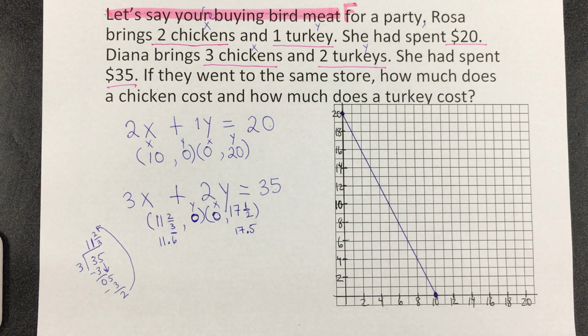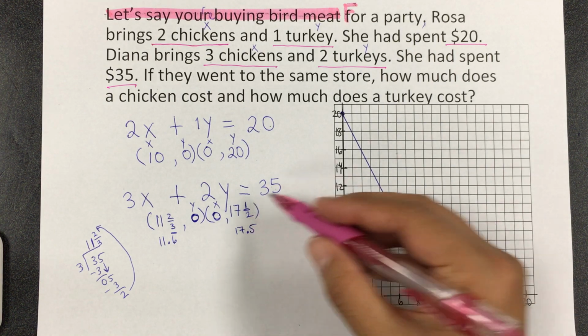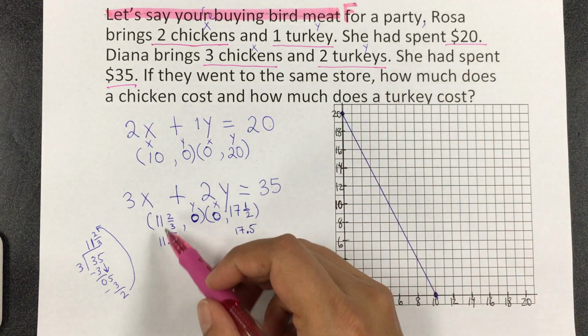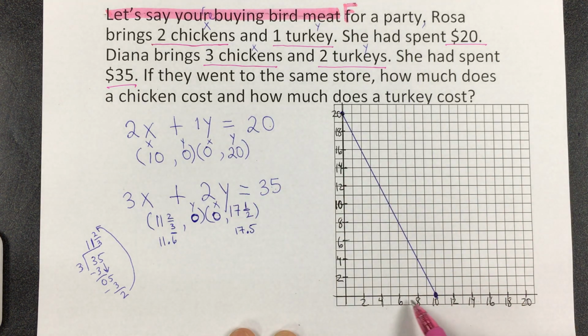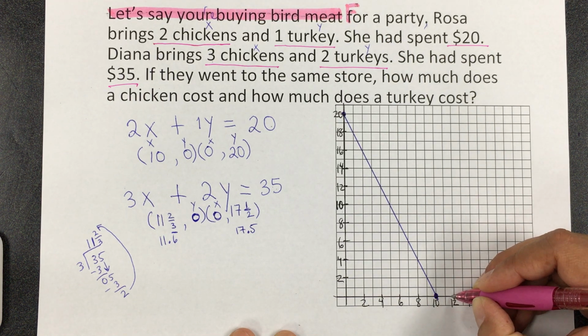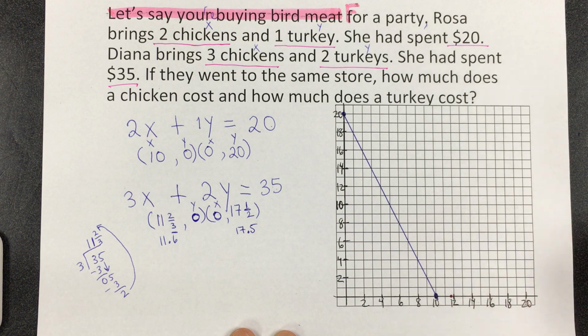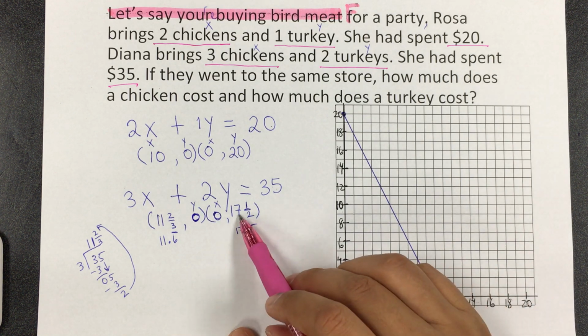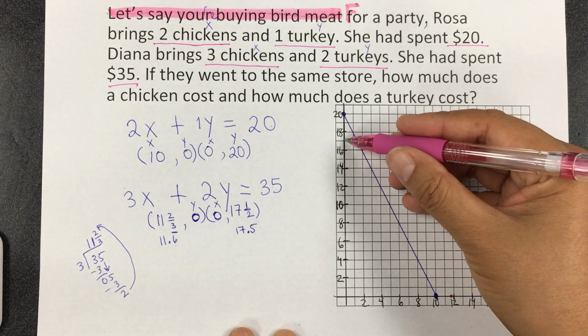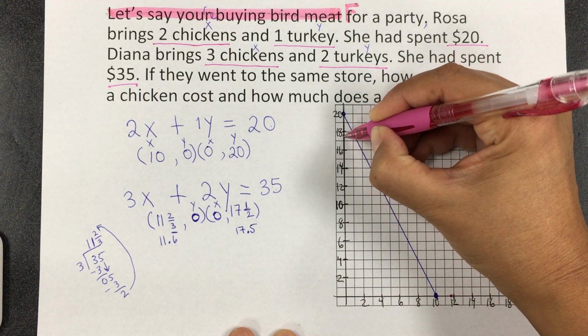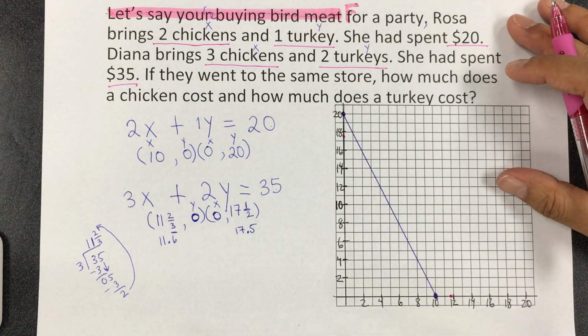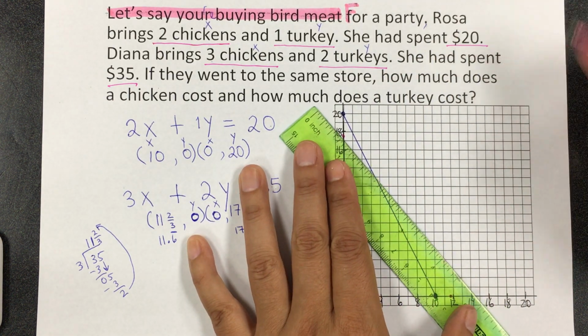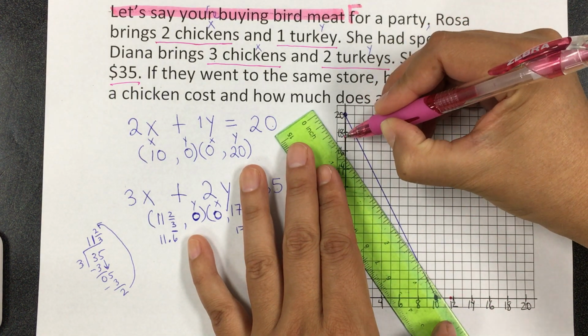Okay, so for the other line, I'm going to do this one first, 11 and 2/3. It shouldn't matter, but 11, that's 10, that's 12, so 11 is right here. 2/3 is like cutting this into 3 equal parts, and that's where my dot is. And then the other one is 17 and a half, so 17 and half of the next one, so it's right there. And so I'm connecting the two intercepts, the x-intercept with the y-intercept.